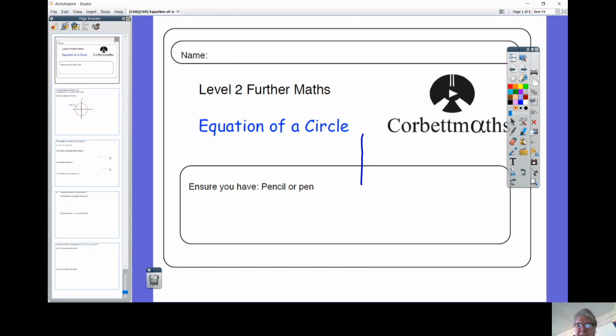For GCSE, you have come across where the centre of the circle.